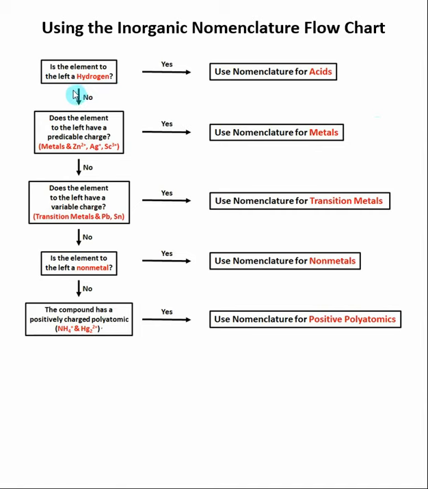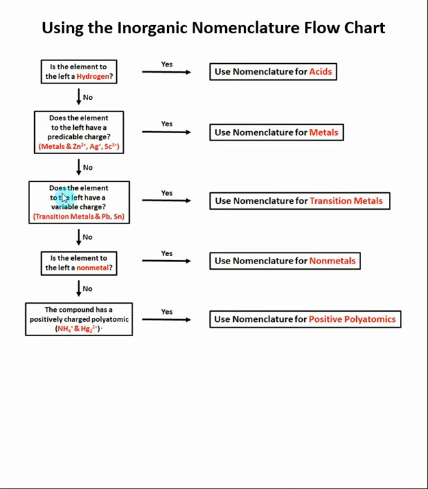If you don't have a hydrogen all the way to the left, you then say, does this element have a predictable charge? So this is the element all the way to the left in the molecular formula. Remember, metals have predictable charges, and then a small number of transition metals also have predictable charges. Remember, zinc, silver, and scandium have predictable charges, so they're going to be named like metals. If you do have one of these, you're going to follow the nomenclature rules for metals. If you don't, you continue down.